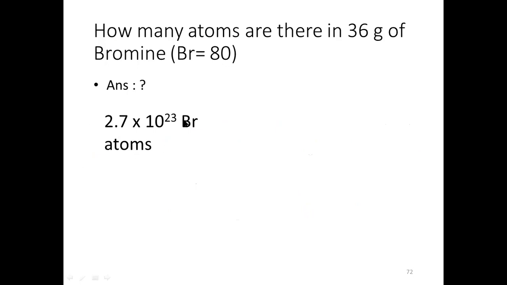By using the same formula, you can calculate the number of atoms of any element if the weight is given, and if the atomic mass is given in AMU, you can calculate by using the same methodology. So this is all about atoms, and how you can calculate the atoms from the mass.